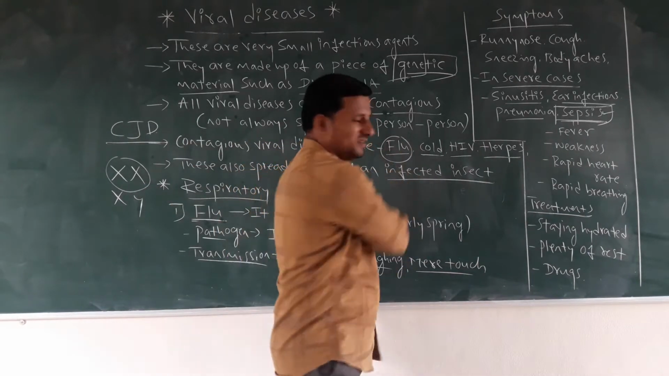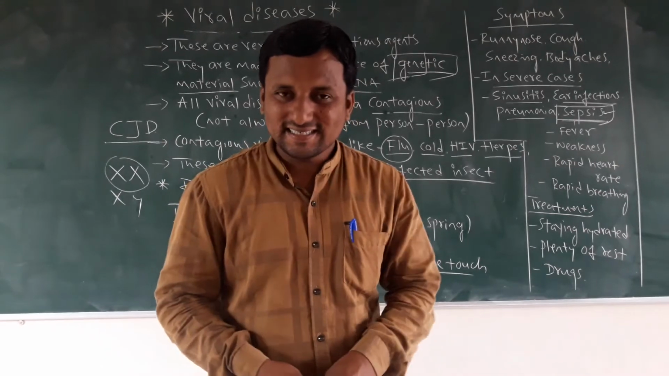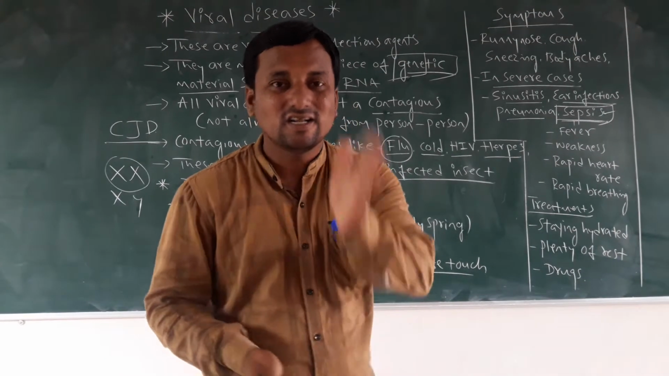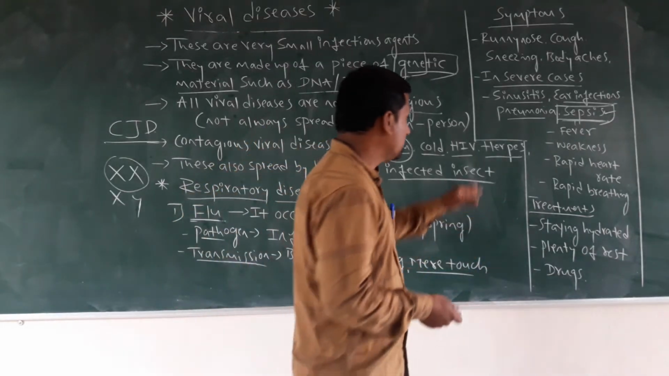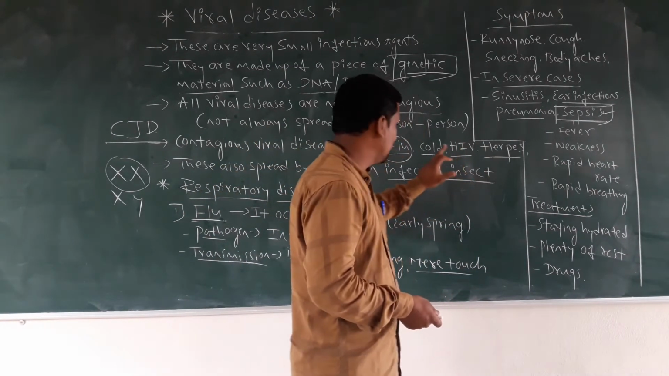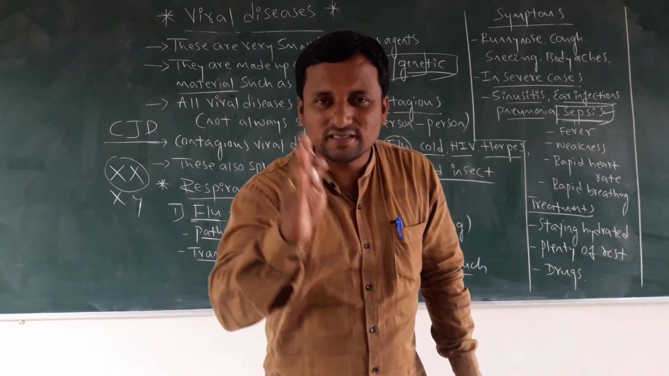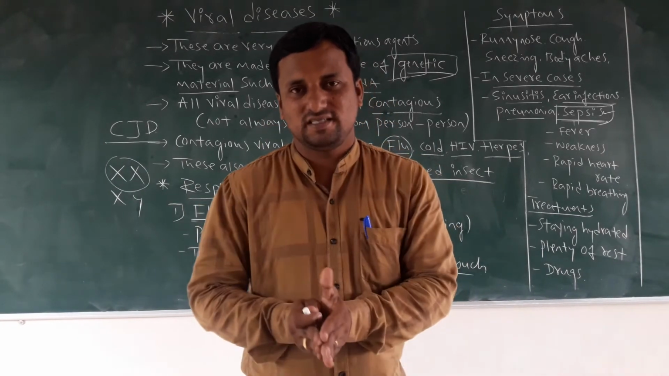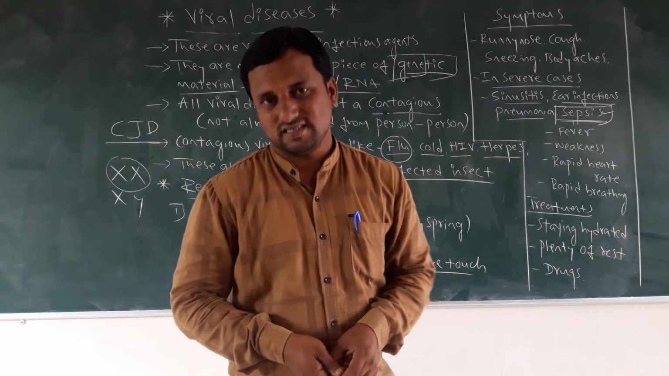Best example: flu, next cold, next HIV, next herpes viruses. That is, herpes viruses are there, HIV is there, cold is there, flu is there. These are spread from one person to another person. That's why these are called contagious diseases.